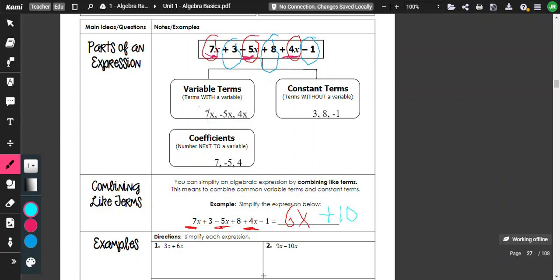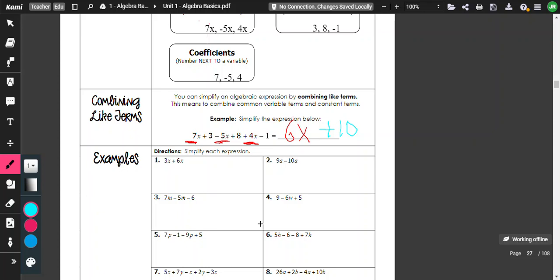Now, if you look at the simplified expression and our original expression, there's an equal number of x's on both sides and an equal number of constants on both sides. Both of these expressions are equal to each other. One just has the terms collected.